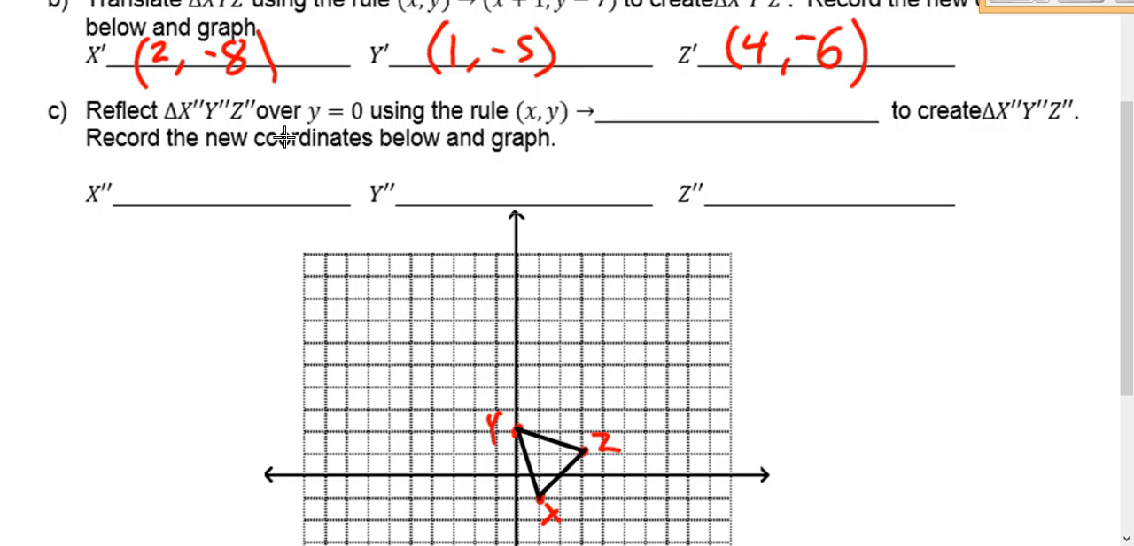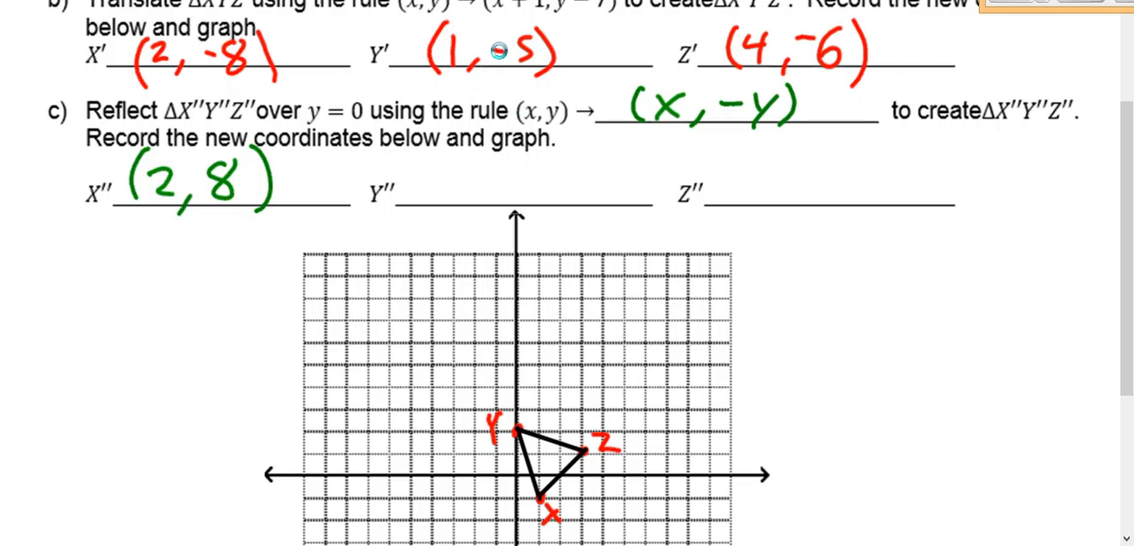Now we're going to reflect each of those points that we just came up with over Y equals 0, which is the X axis. So the rule for that is negative XY goes to, over the X axis, XY goes to X negative Y. So our X coordinate stays exactly the same. The Y coordinate just changes signs. So negative 8 becomes positive 8.